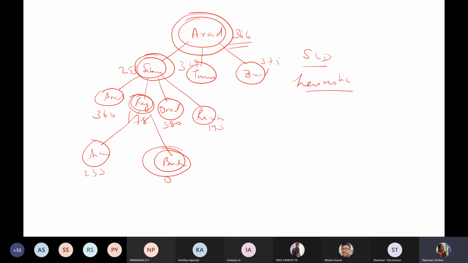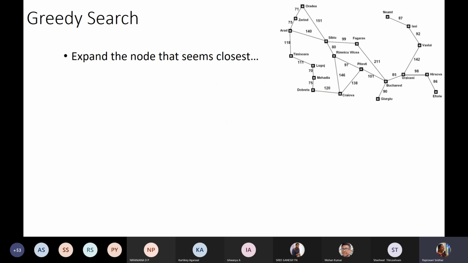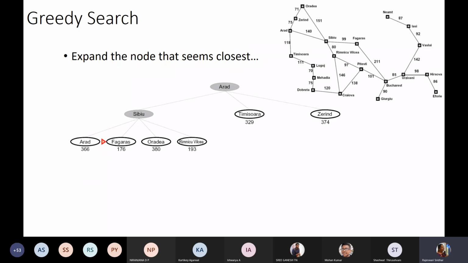But this is not very effective because you need to have the straight line distance for all the nodes, and the worst case time complexity and the space complexity will be order of b power m if everything has to be expanded. So therefore, this is not going to be an effective search algorithm. So you normally go for an alternate. This is what we have just shown.